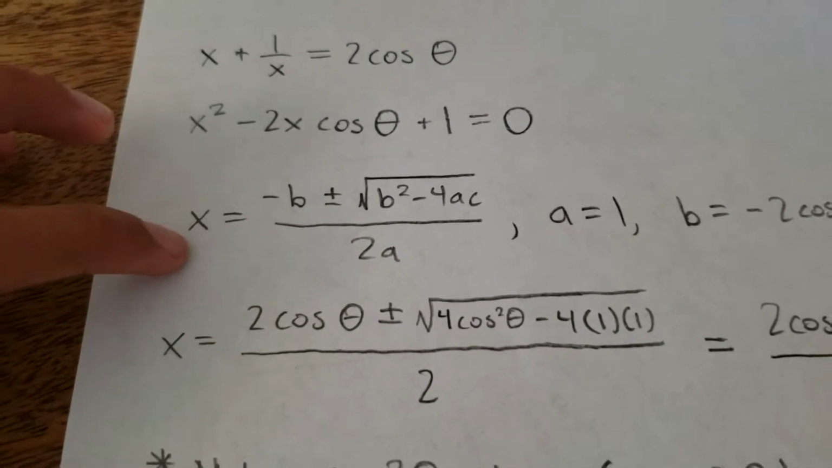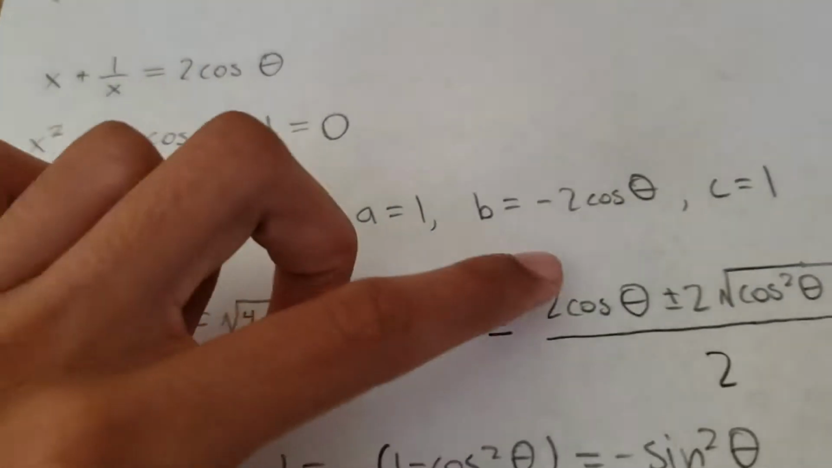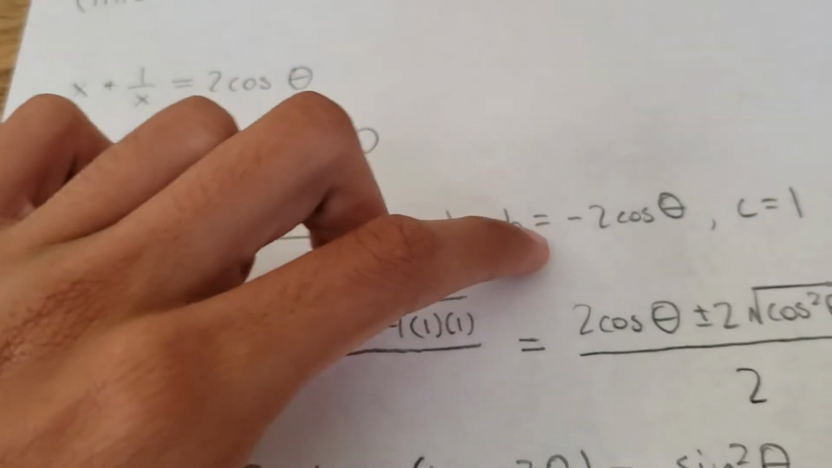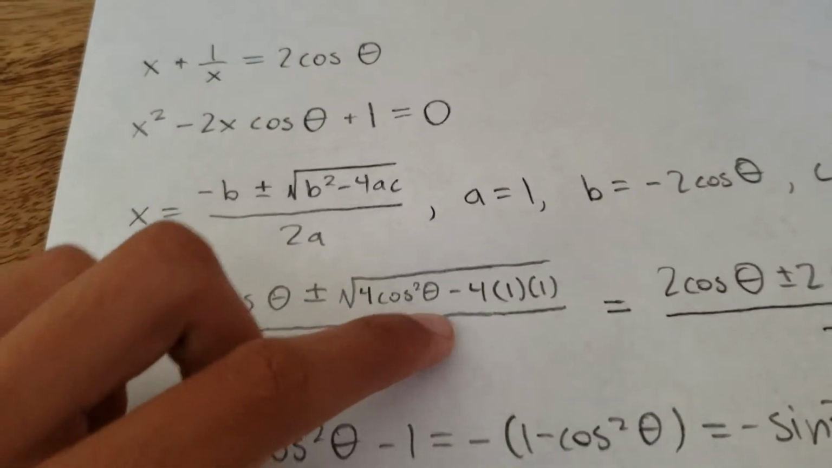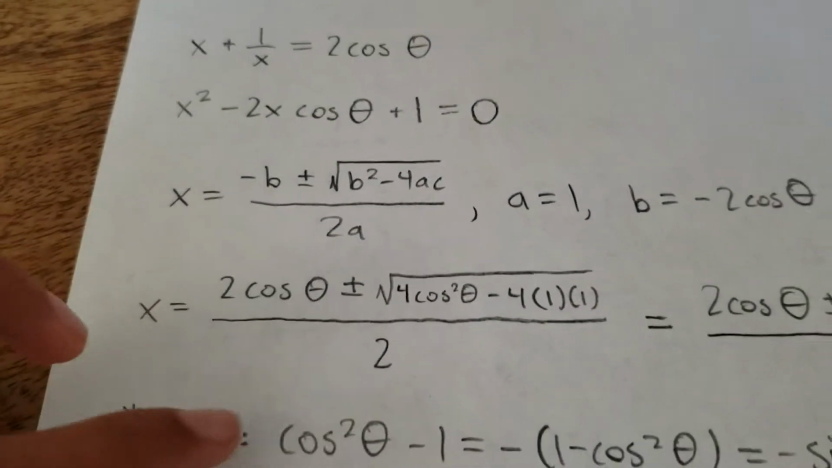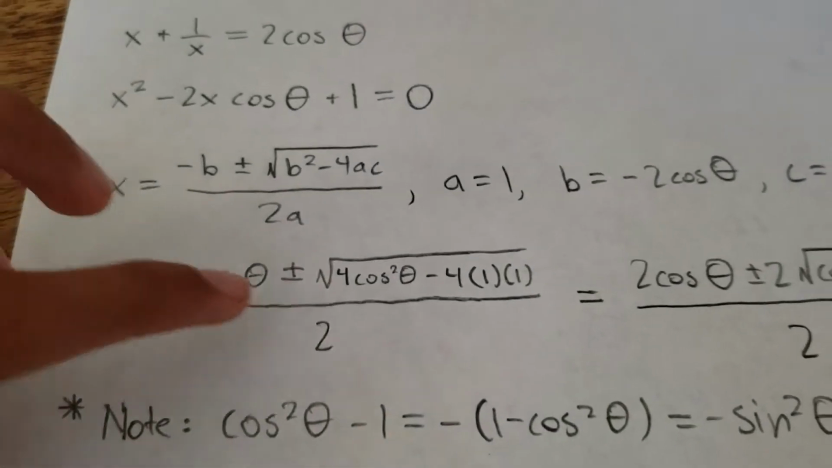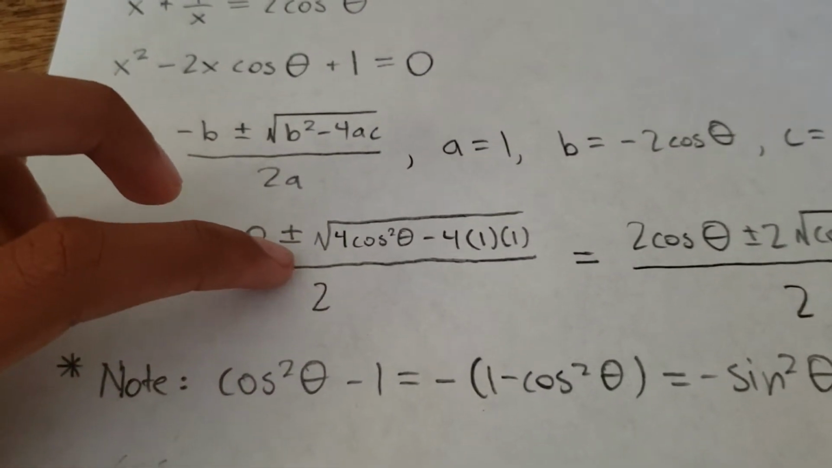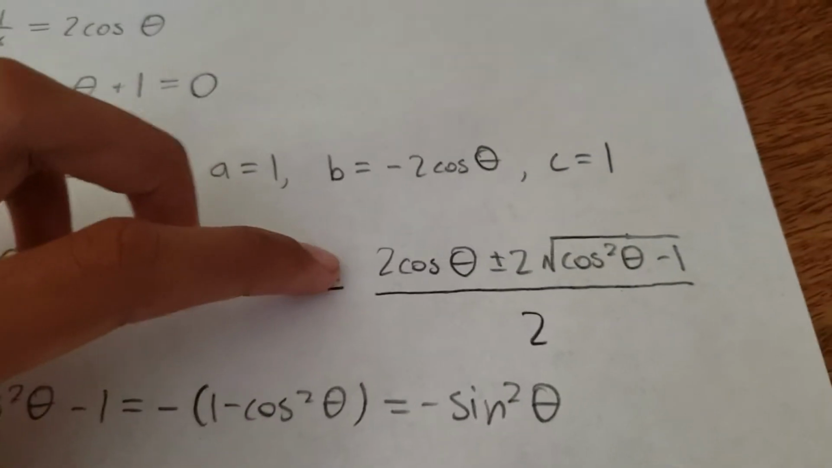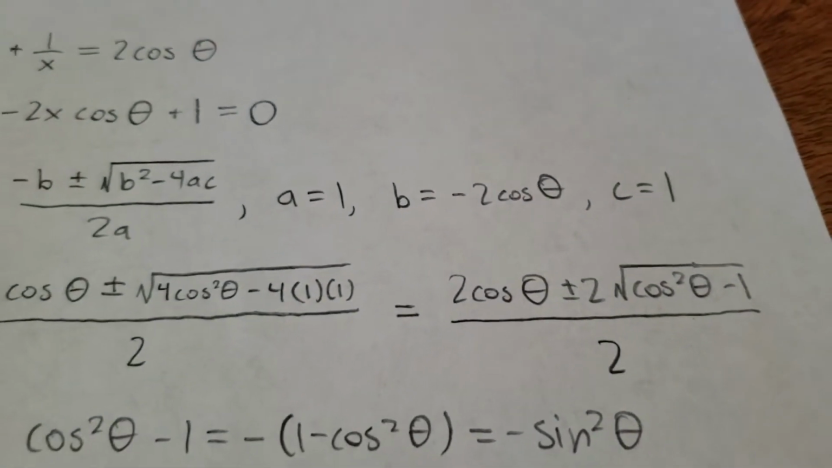Then we get x is equal to negative b, which is 2 cosine of theta, plus or minus the square root of b squared, which is 4 cosine squared of theta, minus 4ac, over 2a, and a is just 1. So simplifying this, we can take a 2 out of the square root, factoring out a 4, and that becomes a 2 once you take it out of the square root, where you get 2 cosine of theta plus or minus 2 times the square root of cosine squared of theta minus 1.